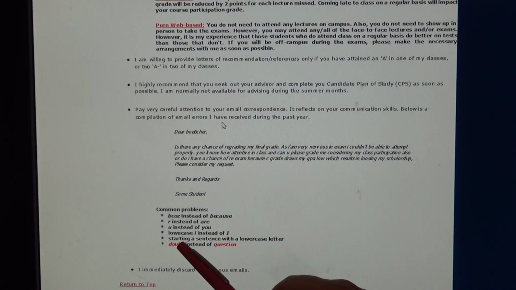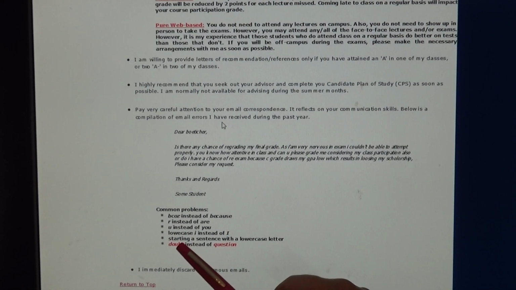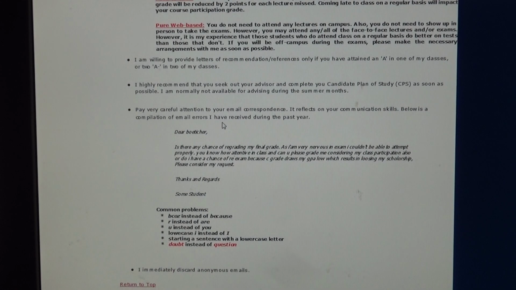Now, one thing is that culturally, some international students use the word doubt instead of question. And let me explain the difference between doubt and a question. A question means you have a curiosity. Doubt implies a negative attitude.